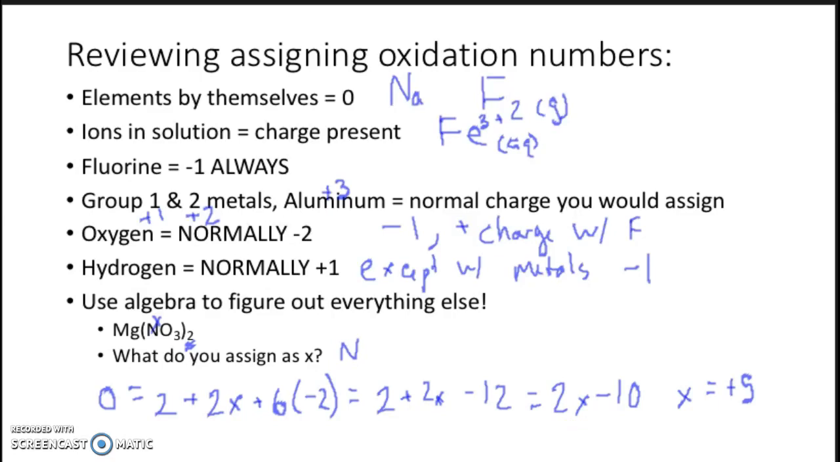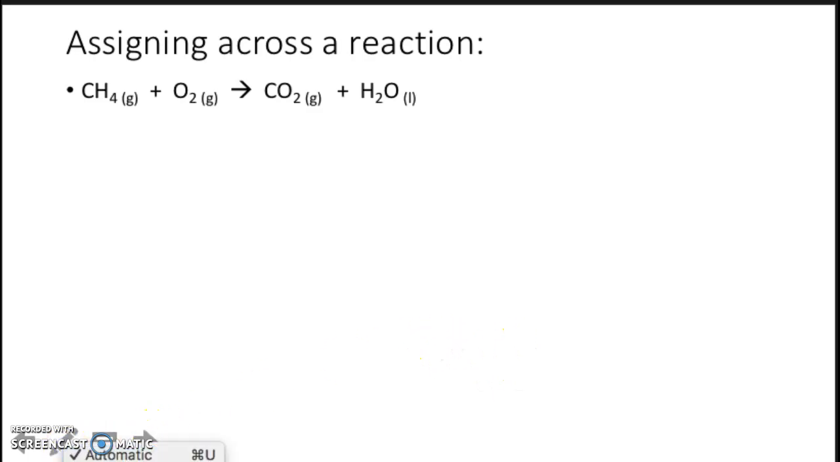So that should be easy. Okay. So when we have to assign across an entire reaction, you're just going to follow along with those same set of rules. So for example, you should recognize that this is a combustion reaction. I've got methane and I've got oxygen making carbon dioxide and water.